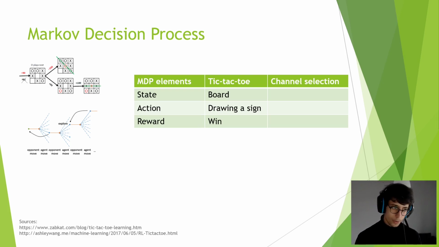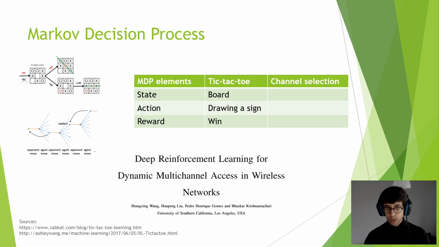So now, let's take a look at the publication that tackles the topic of channel selection. It's called Deep Reinforcement Learning for Dynamic Multi-Channel Access in Wireless Networks by the people listed here.